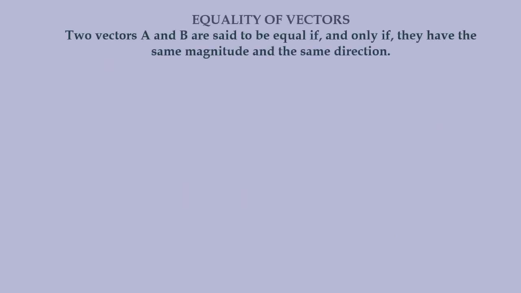जो next topic है equality of vectors. So two vectors A and B are said to be equal if and only if they have the same magnitude and the same direction. If and only if they have same magnitude and same direction. So let us see an example. Suppose we have two vectors A and B, which are shown here in the diagram. Now these two vectors are said to be equal because one, they are parallel to each other, and also they are equal in length. So they have same magnitude and same direction, right?